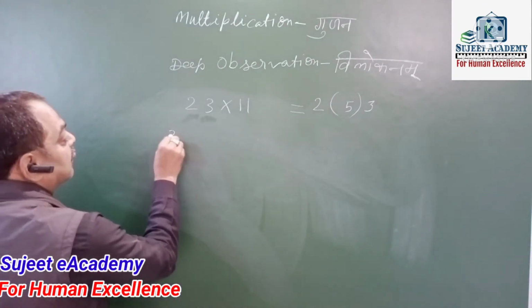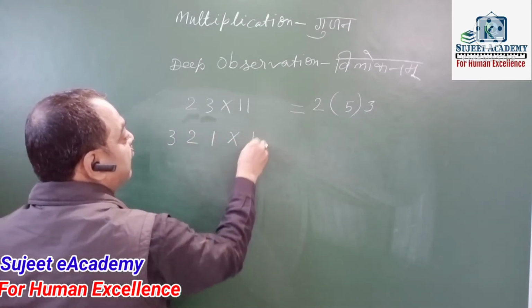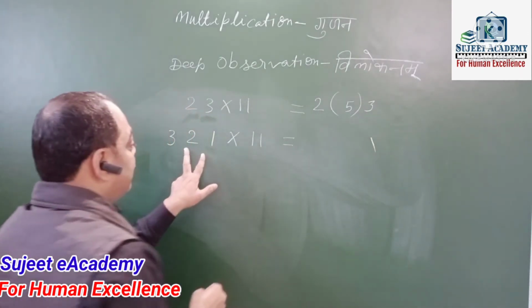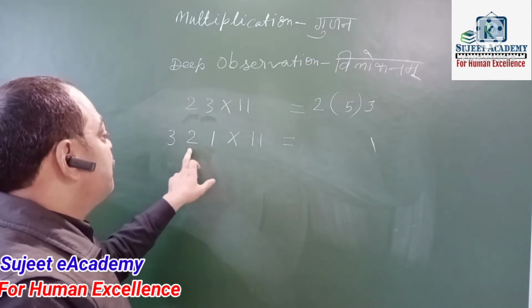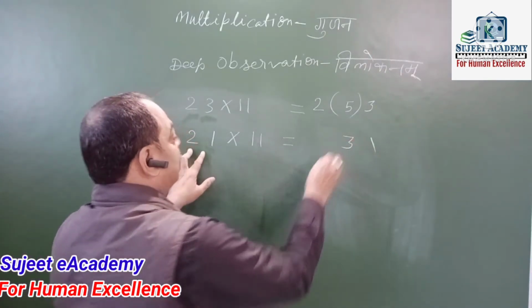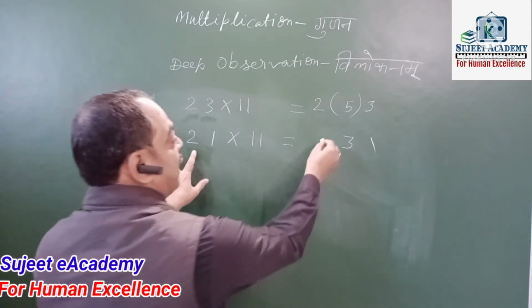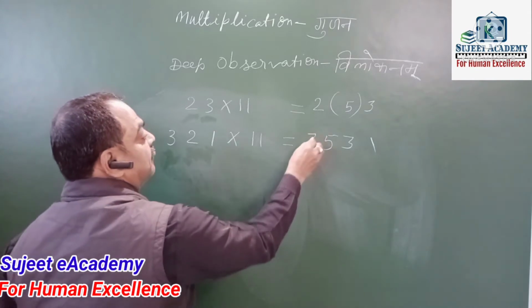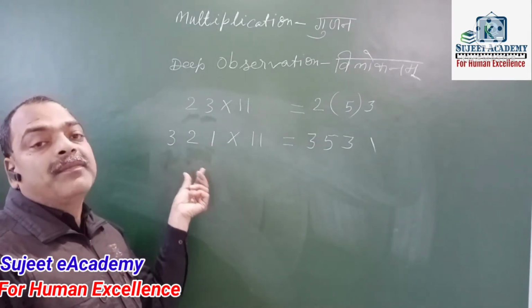Now next one, 321 multiplied by 11. You put 1 here and then you choose these two numbers and sum up. 1 plus 2 is equal to 3. Then again these two numbers, 3 plus 2 is 5, and this one is 3 here. You always choose a group of 2 numbers.